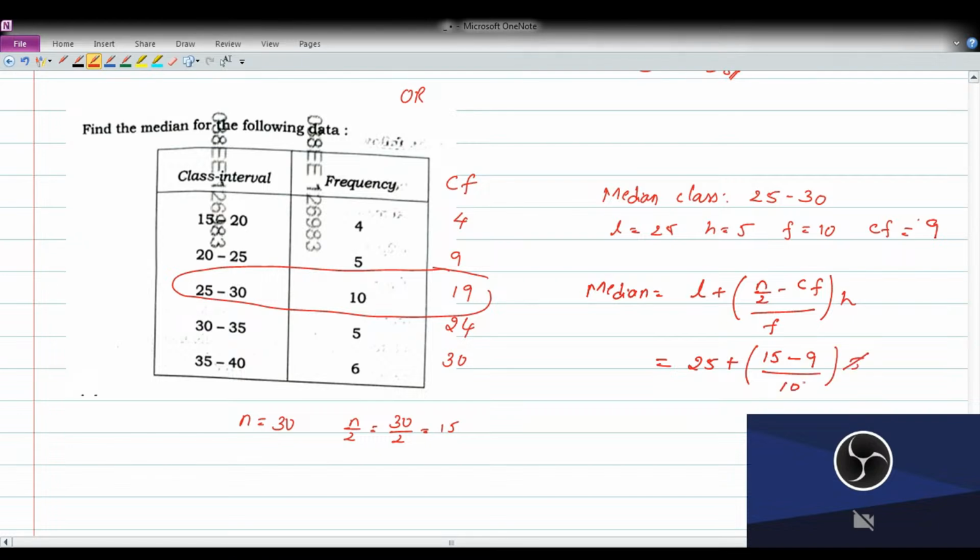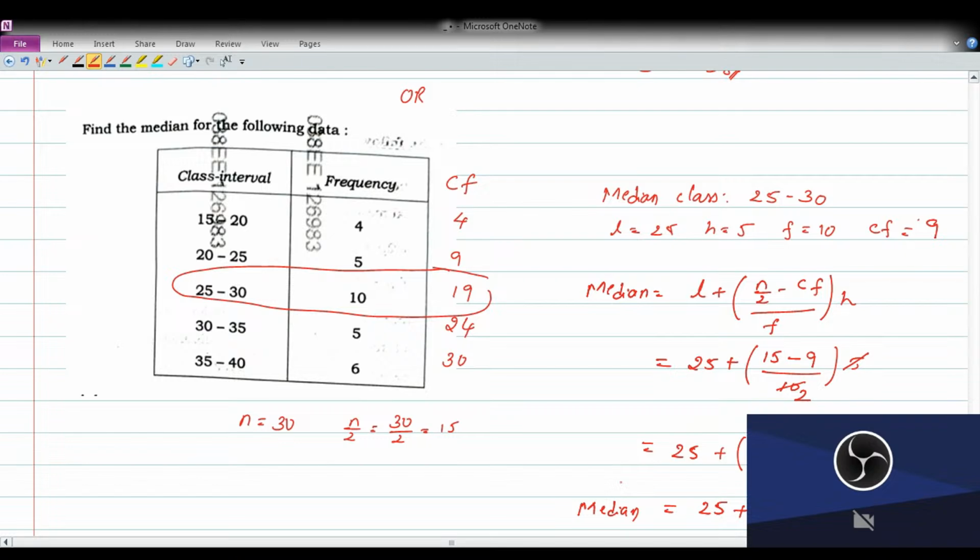So 5 ones are 5, 5 twos are 10. This is equal to 25 plus 15 minus 9, which is 6, by 2. So this is equal to 25 plus 3. The answer is 28. This is the median for the given problem. So these are the questions from the chapter statistics.